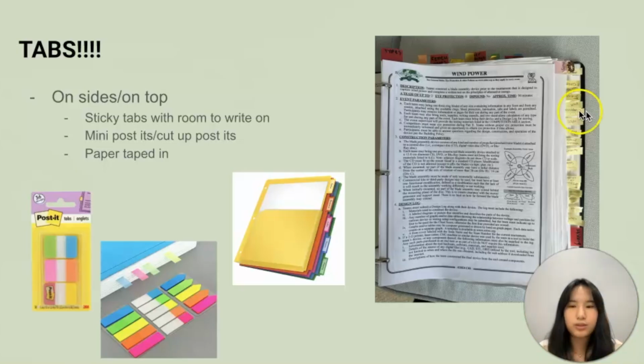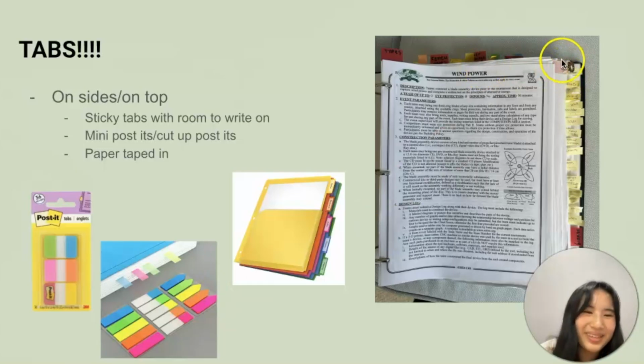You could also use actual post-it tabs here. You can use these sticky tabs. You can use a piece of regular white paper, cut it into strips, and then tape it in. You can basically do anything. You can also find cute tabs, like I have a donut over here that makes me really happy. These things you can find at Daiso, at Target, on Amazon, anywhere.